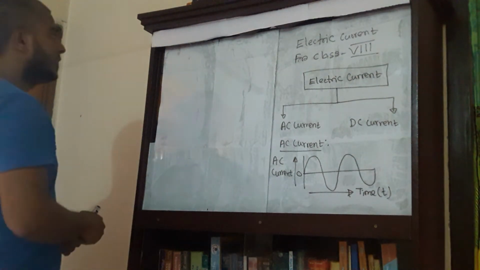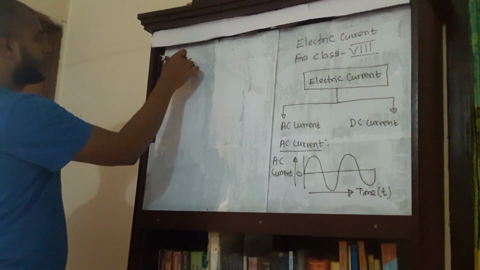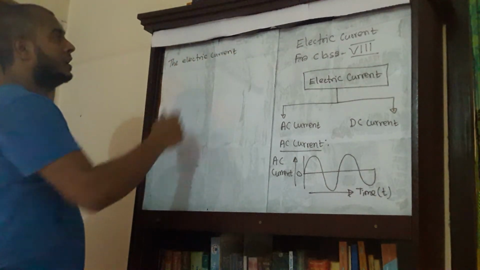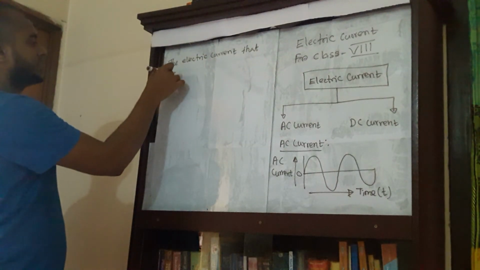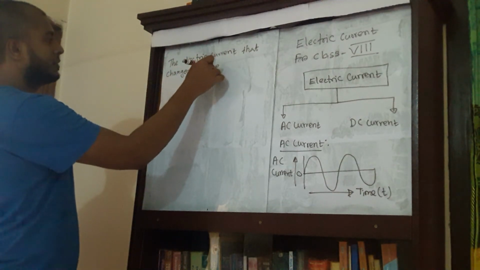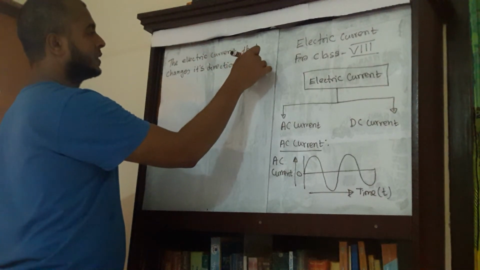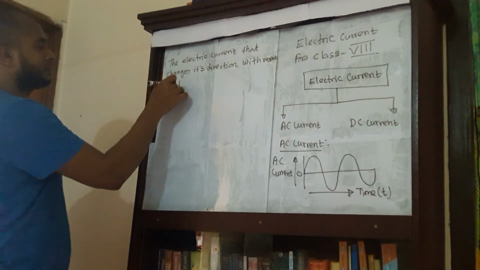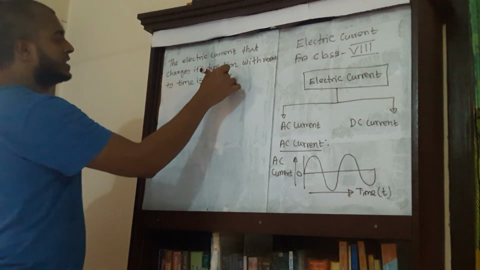Now, boys and girls, the definition of AC current: the electric current that changes its direction with respect to time is called AC current.